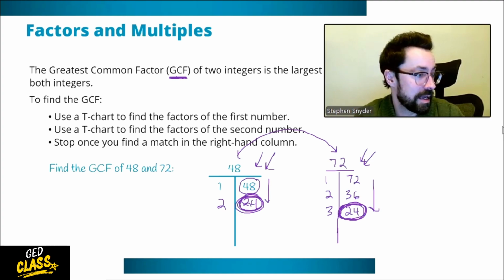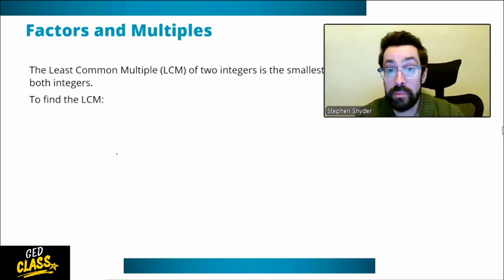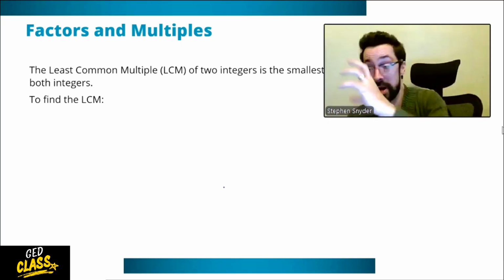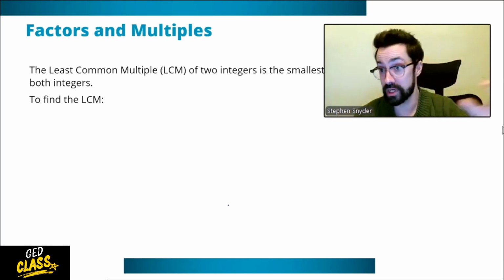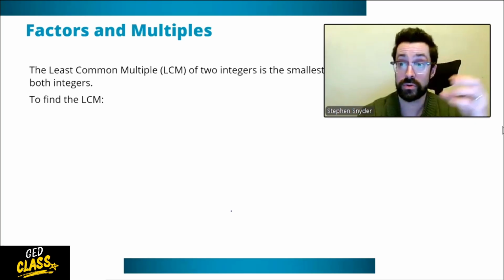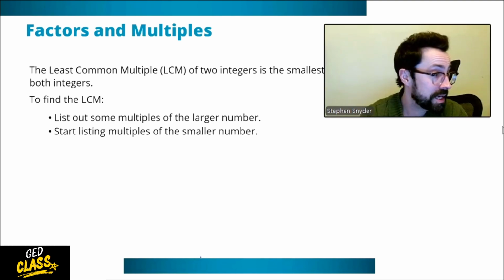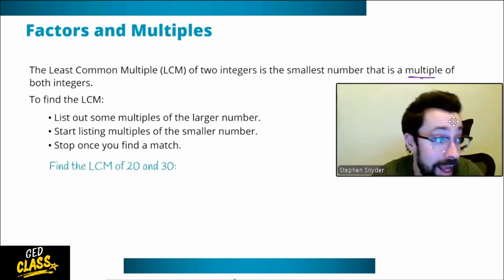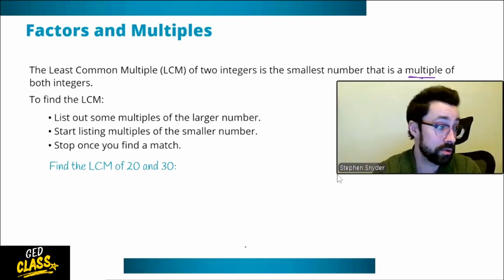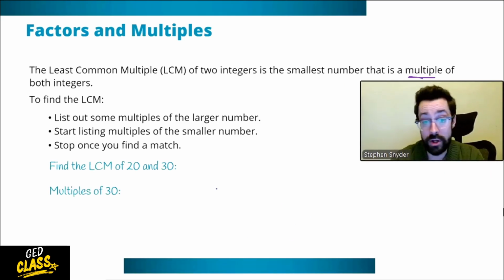Now, the opposite of this is the least common multiple. This is the smallest number that is a multiple of both. We're doing the opposite, where, remember when we were at 24 before and we kept writing bigger and bigger numbers, 24 times 1, 24 times 2, 24 times 3, 24 times 4. That's what we would do here. Let's see which ones they're going to make us do. Okay, they're going to make us do 20 and 30. Let's start doing multiples of 30. The first one is always just times 1. So 30 times 1. What's 30 times 2?